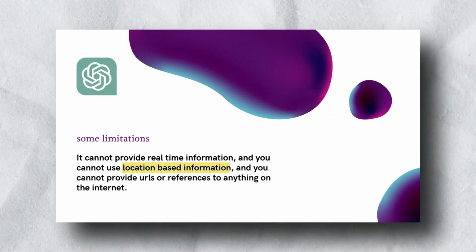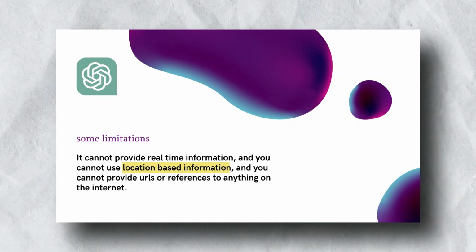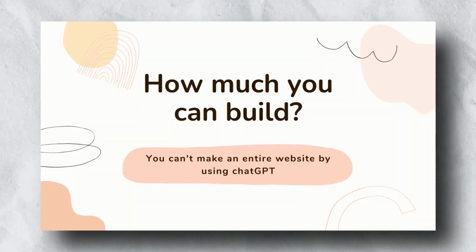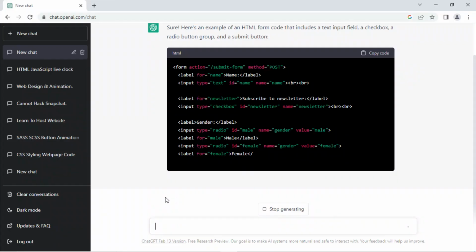It cannot provide real-time information, you cannot use location-based information, and it cannot provide URLs or references to anything on the internet. You can't make an entire website with the help of ChatGPT, but you can build a little section of your website, like I have shown you, the HTML form as an example.